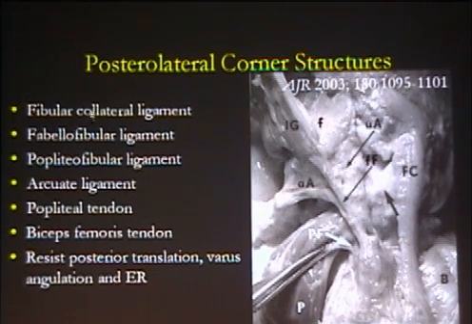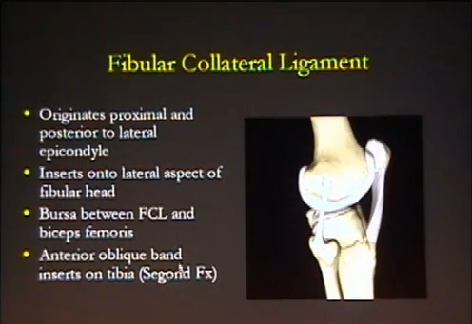Okay, and we're going to go through these one by one because I want you to have an understanding of what these structures are and how to diagnose injuries of them. The posterolateral corner structures as a group resist posterior translation, varus angulation, and external rotation of the knee. That's their major function.